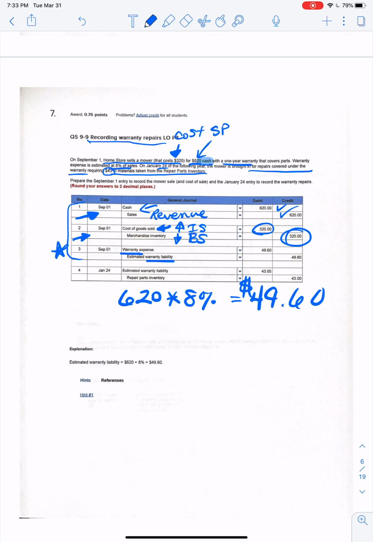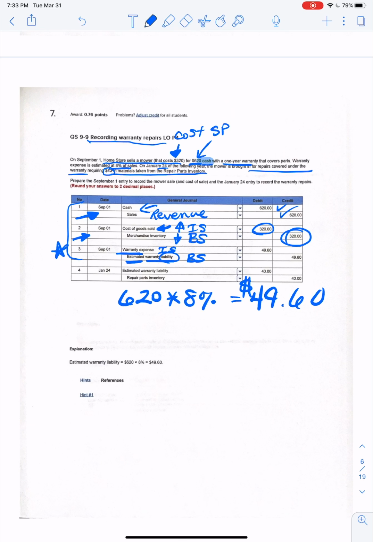That tells me we expect about $50 worth of repairs to come in on this mower that we've sold for $600. Okay? And to do this entry, and it is just an estimate, right? It's probably not going to be perfectly accurate. But to do this, I'm going to debit warranty expense, which is an income statement account. I'm going to credit the estimated warranty liability. Notice it is an estimate and it is a liability. Because it's a liability, we know it goes on the balance sheet. And because it's a liability being credited, it will increase. So I debit my expense for $49.60. I credit my liability for $49.60.